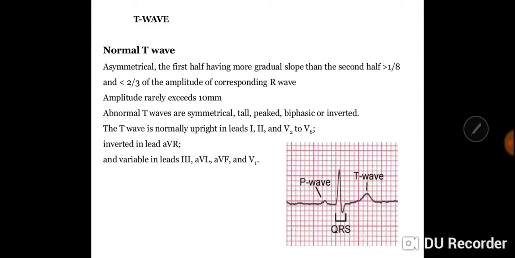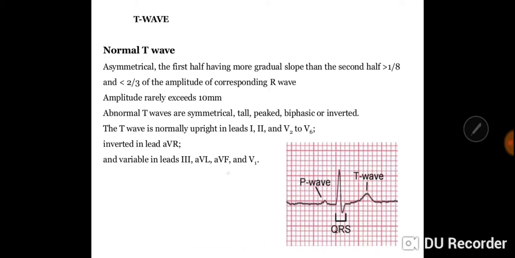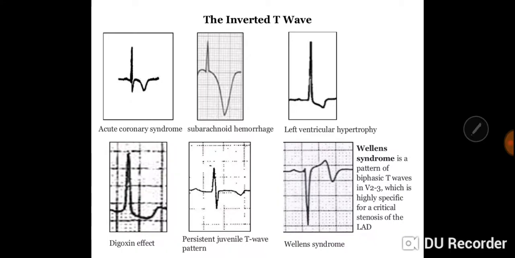Normally it's upright in leads 1, 2, and V2 to V6. It can be normally inverted in 3, AVF, AVR, AVL, and V1. That is where it is usually variable, but it's always inverted in lead AVR. So how will you find out if there is an MI going on? All the leads of a particular heart area will show an inverted T wave. Now these are different types of inverted T waves, very important.